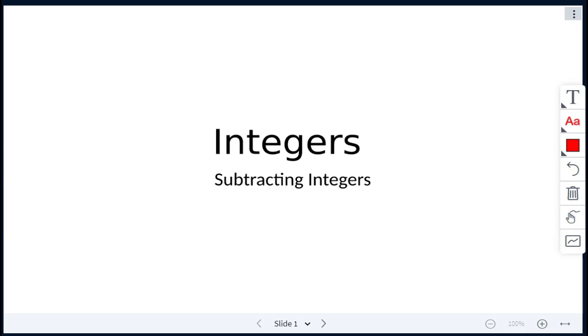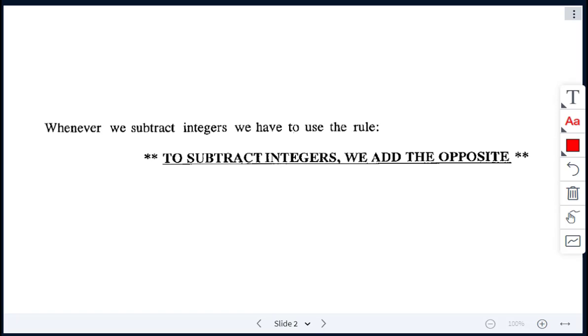Today's lesson on integers is subtracting integers. Last class we looked at addition of integers, but it's important to add integers because whenever we subtract integers, we have to use this rule, which is to subtract integers, we are going to add the opposite. So we go back to using our rules for addition when we're working with subtracting integers.